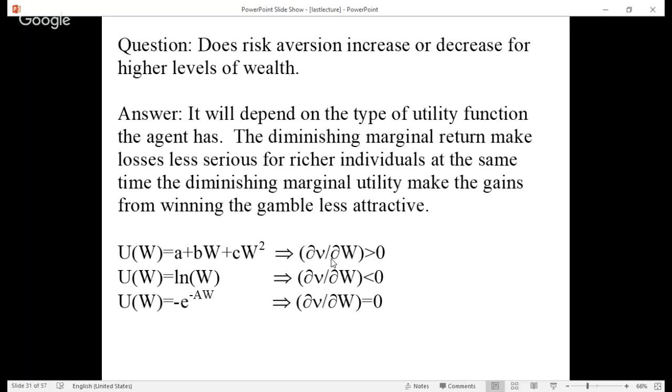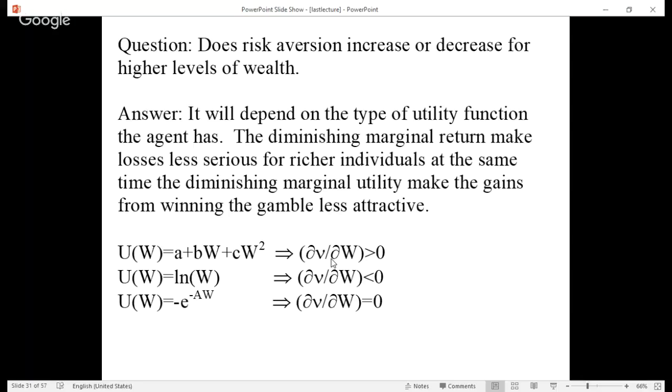Getting back to that, here we have three utility functions, and they're all concave. In other words, these people with these utility functions are risk averse. So the question is, does risk aversion increase or decrease with higher levels of wealth? It depends on what assumptions you make. For the first one, the richer you are, the more risk averse you become. The second one, the less risk averse you become. And the third one, the richer you get, your risk aversion stays the same.